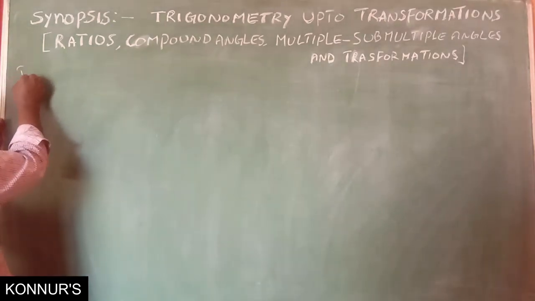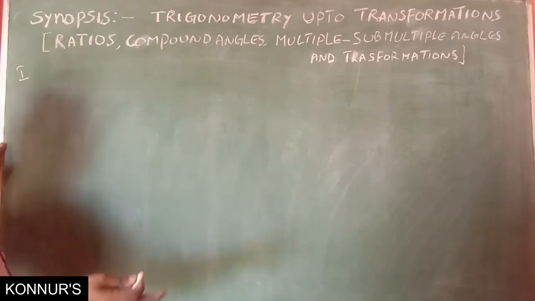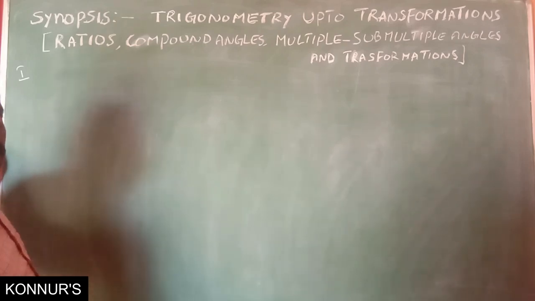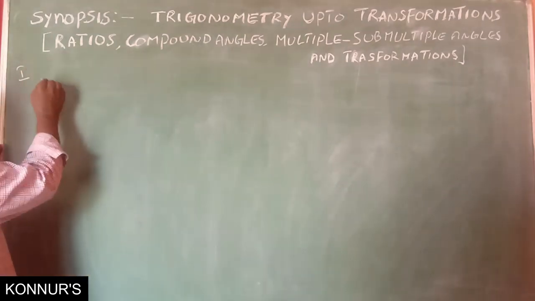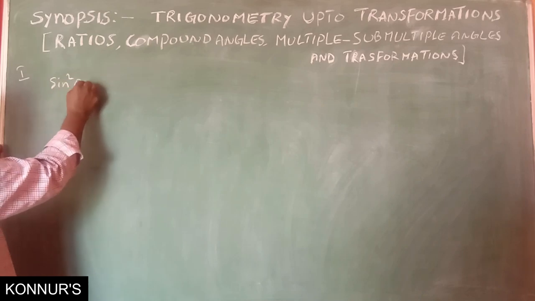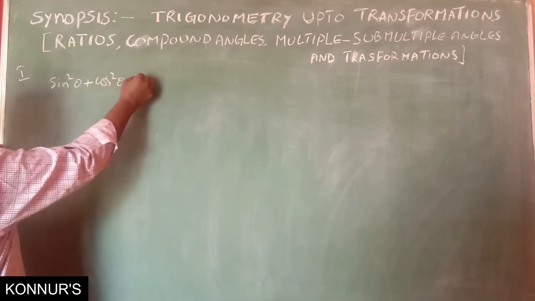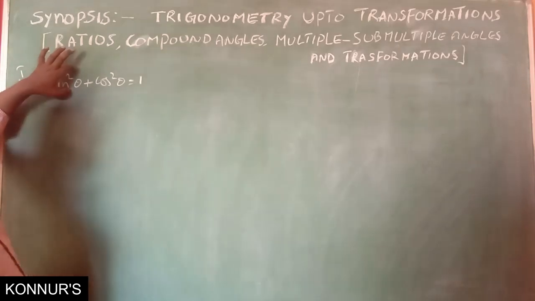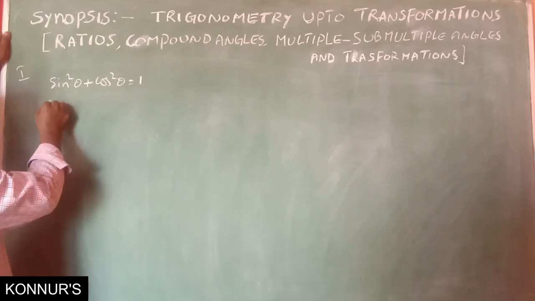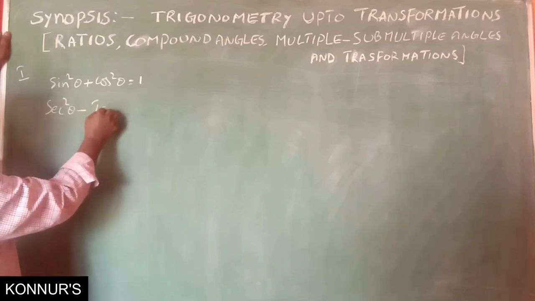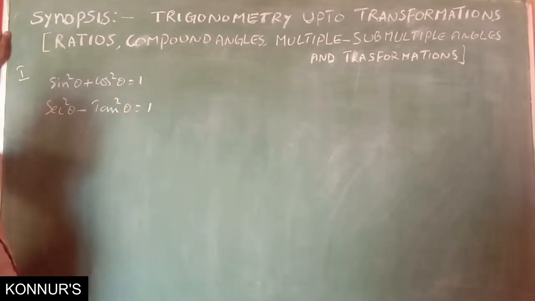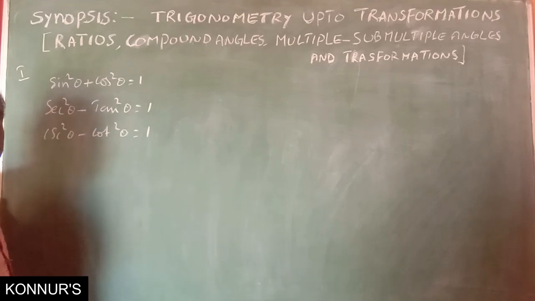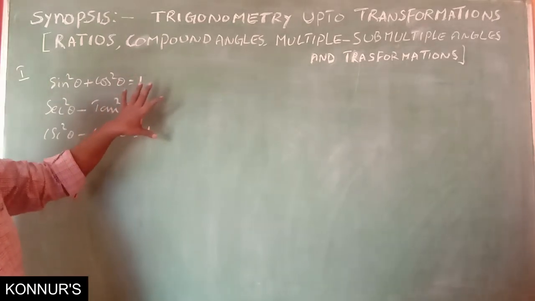Number one, as you know, sin theta is opposite side by hypotenuse, cos theta is adjacent side by hypotenuse, and so on. The six ratios are there. Okay, leave it off. The very fundamental one is sin square theta plus cos square theta is equal to 1. This is the first formula in the trigonometric ratios. Then secant square theta minus tan square theta is equal to 1. Cosecant square theta minus cot square theta is equal to 1. These three are very fundamental identities.